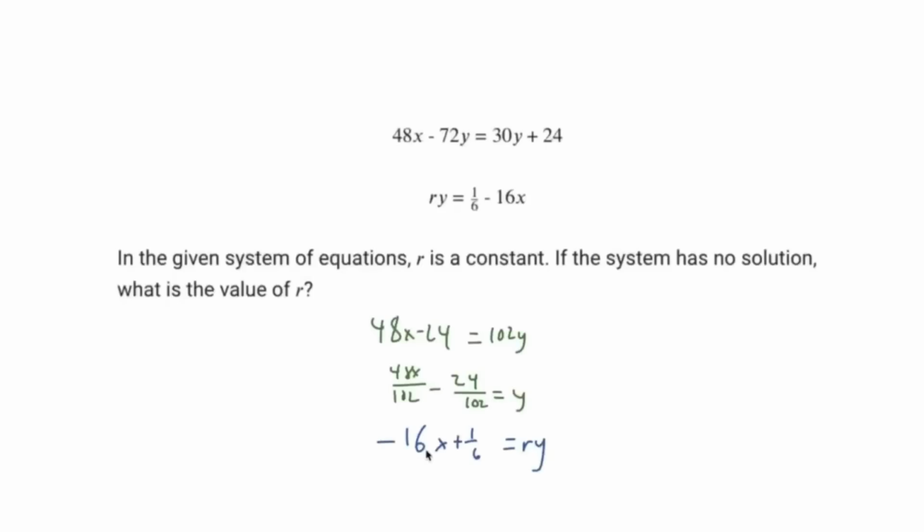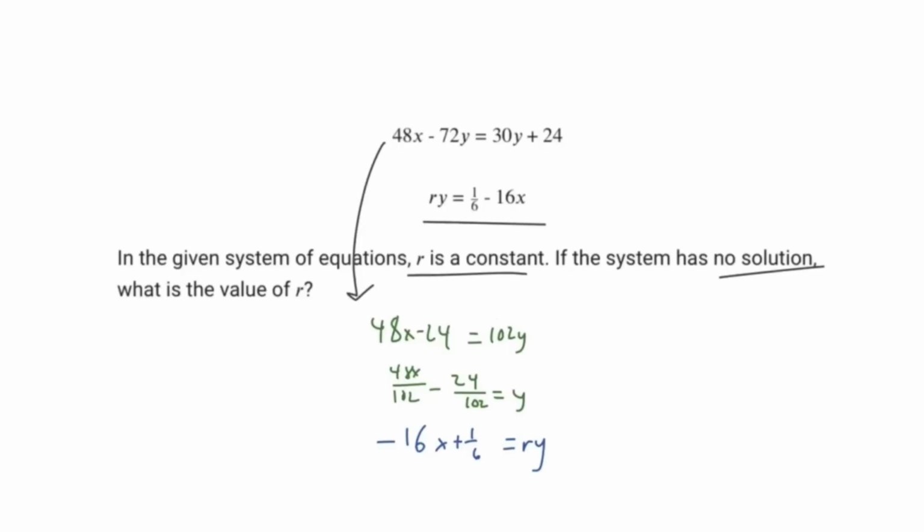In the given system of equations, R is a constant. If the system has no solution, what is the value of R? So I already did some of the work here because writing with a mouse is very hard. We just arrange the top equation into slope-intercept form. So we get y equals 48x over 102 minus 24 over 102. And we compare that to the other equation, which is stated, ry equals 16 minus 16x.